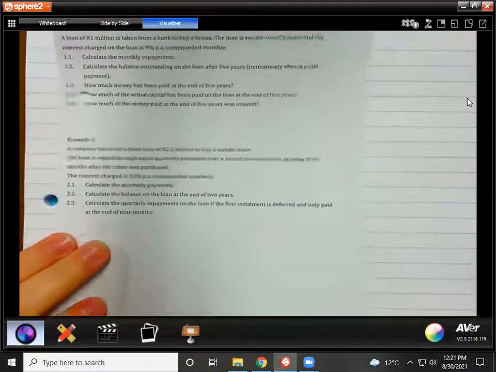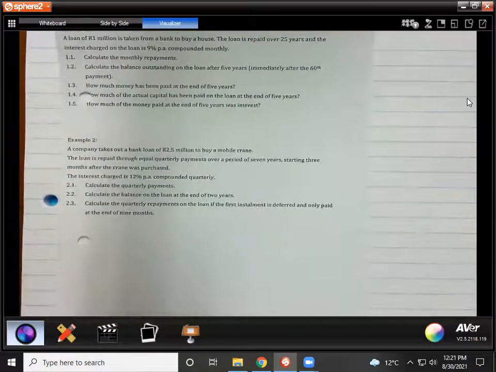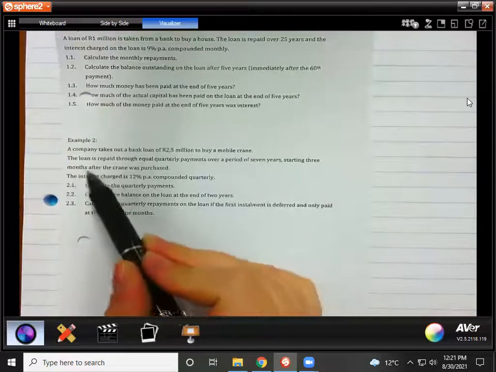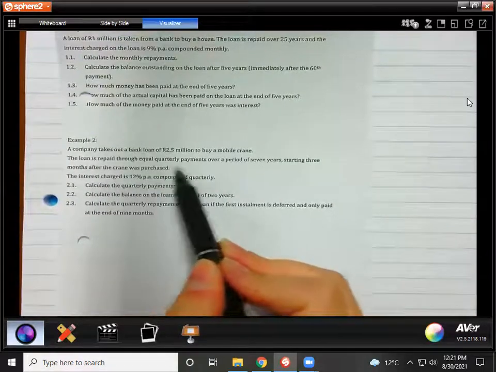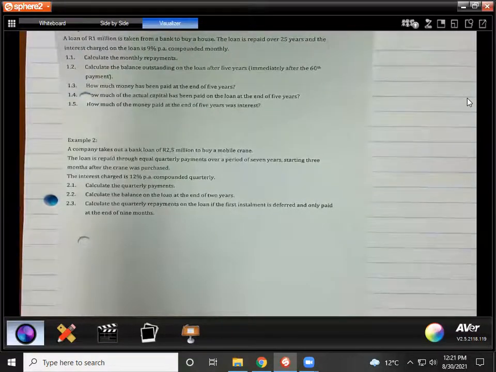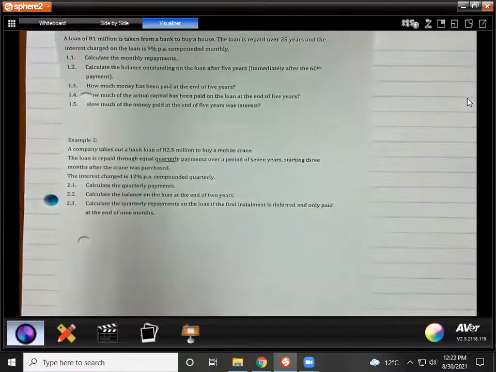It says a company takes out a bank loan of 2.5 million rand to buy a mobile crane. The loan is repaid through equal quarterly payments over a period of 7 years, starting 3 months after the crane was purchased. Now, guys, is that normal? Starting 3 months after. I'm talking in terms of the normal formula that we use. Remember that formula works that if we make our first payment at the end of the first, in this case, quarter. Now, after 3 months, isn't that the end of the first quarter? Yeah. Right? Okay, so that is normal.